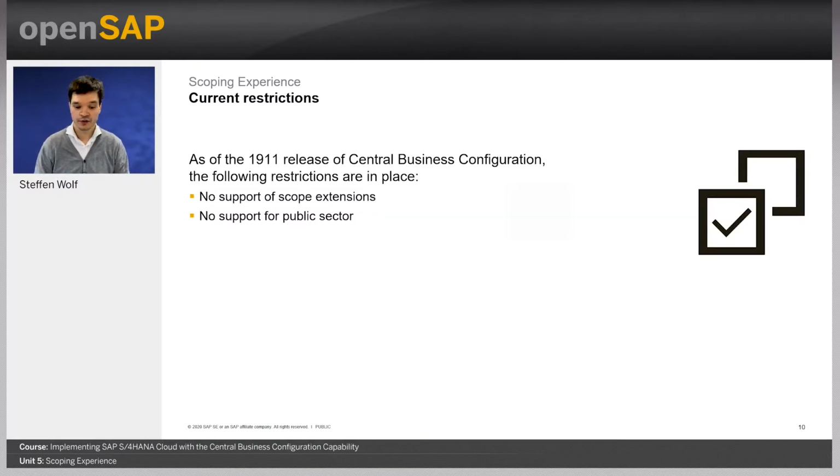So what you also need to remember is that there are some limitations with the current release. At the moment, we do not support the scope extensions either for countries or scope items. So scenarios cannot be done so far. And there is also no support for public sector. This will also come in one of the subsequent releases. And with having said that, you learned during this unit what is part of scoping and how scoping is done and what the current limitations are.